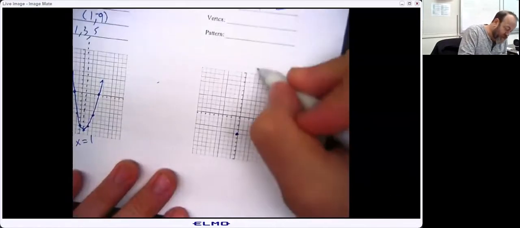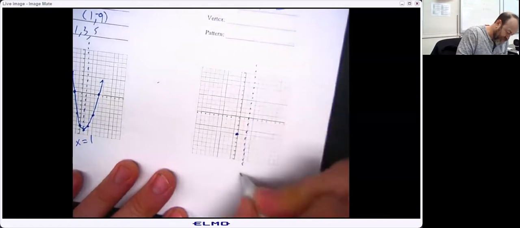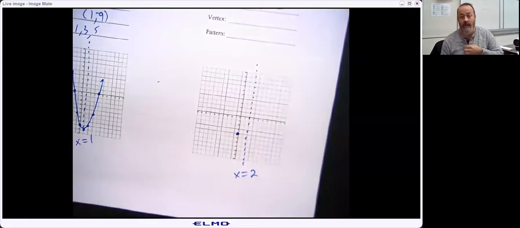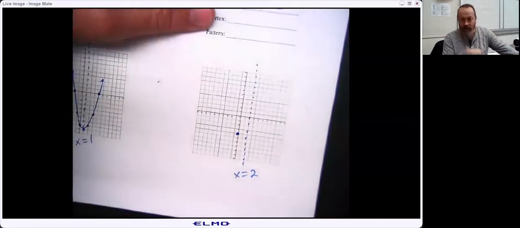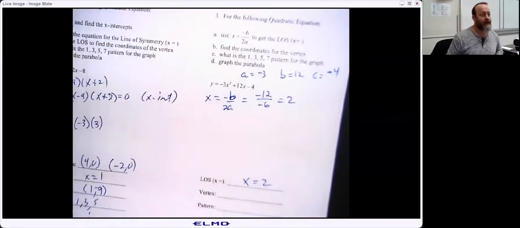Okay, well, that's kind of nice. Let's put that dotted line in here. And for good habits, I always write what the actual name of that line is. I don't just put a dotted line and call it good. I name it, okay? That's good habits for later math classes.